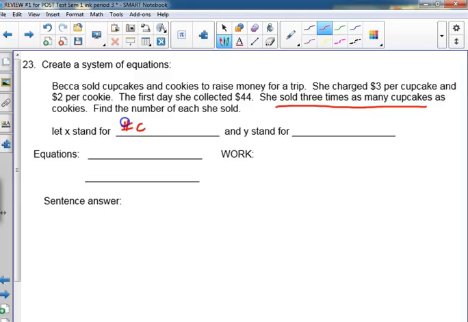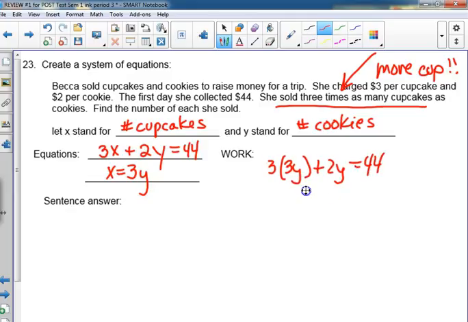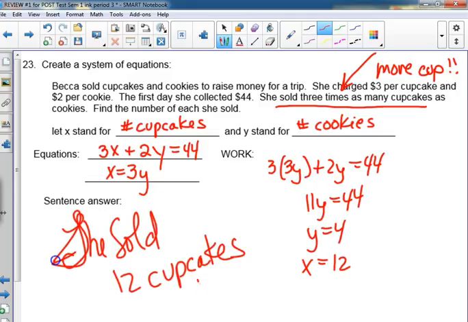Okay, if X is number of cupcakes and Y is number of cookies, $3 a cupcake plus $2 a cookie was $44. But 3 times as many cupcakes as cookies. So that means the cupcakes is 3 times the cookies. Do you get that? There's more. I just have to say to myself, there's more of the cupcakes. So that means I'm multiplying the cookies by 3. Then if I do substitution, I get 11y equals 44, y equals 4, x equals 12. She sold 12 cupcakes and 4 cookies. Questions?